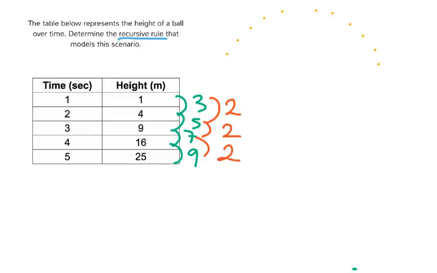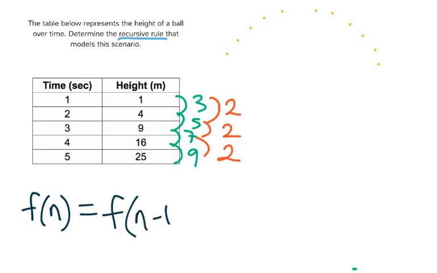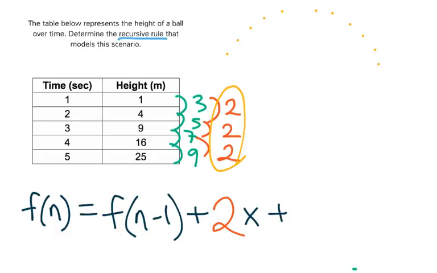Okay. So here's how we do a quadratic recursive rule. The quadratic recursive rule is f of n equals f of n minus 1, so it's always based on the previous term, plus, and then this part, 2x. The 2 there comes just from the 2's that we got right here, the second differences. And then we add one more value to this, and we have to solve for that value.